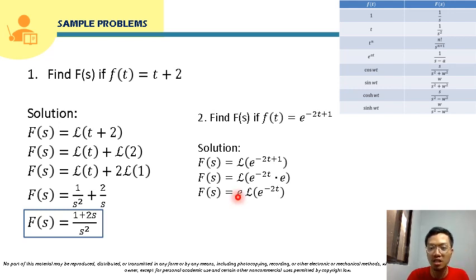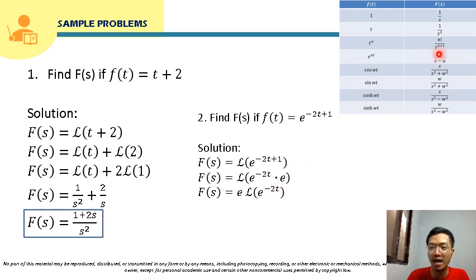So this will just become e times the Laplace transform of e raised to negative 2t. We already know the Laplace transform of this from the table. This is just e raised to at, and its Laplace transform will be 1 over s minus a, wherein this a is from the at here. So the a here will be the a there. In this case, a is negative 2.